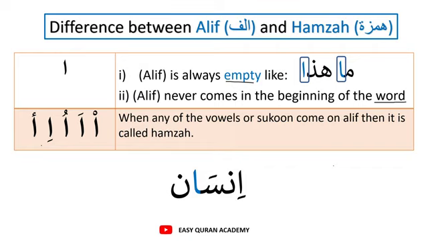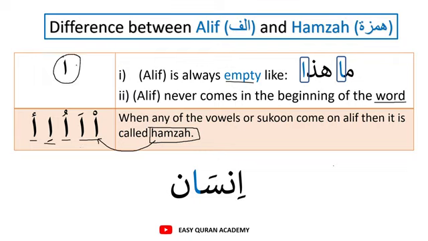Now all of these shapes that we can see over here, we might be thinking this is alif, and this is alif, and this is also, and similarly here and here. However, when any of the vowels or sukun come on an alif, then it is called Hamza. So now all of these, as we can see over here, are called Hamza. We don't call them alif anymore. What do we call them? We call them Hamza.